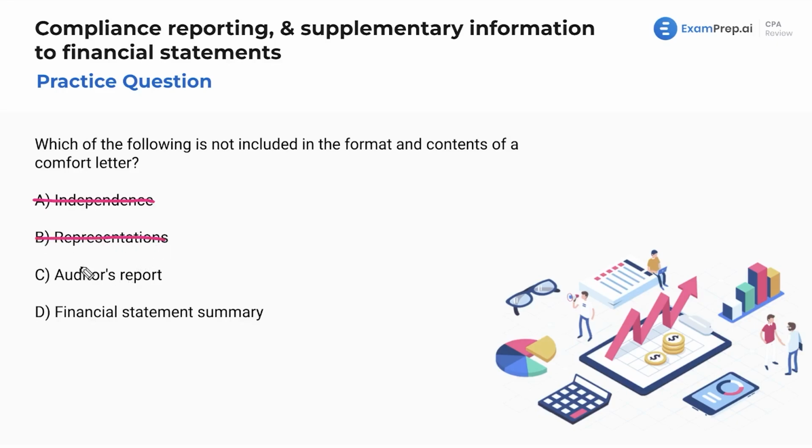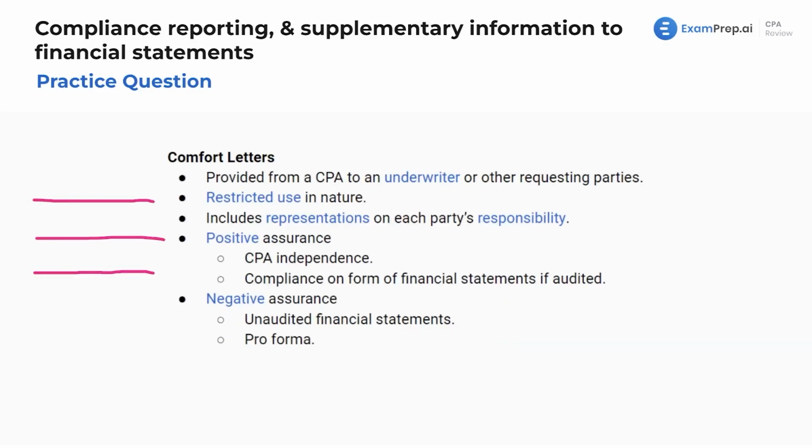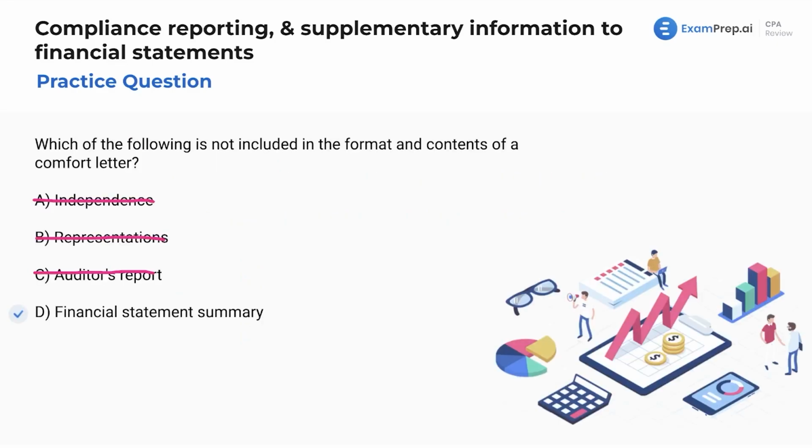That leaves just the auditor's report and the financial statement summary. So the auditor's report is going to be their comfort letter, right? It's going to be them talking about what happened there. So we are going to include that. However, in the comfort letter, we're not going to include a summary of the financial statements. That's just not what we're going to do. For reference, right? Some more coming back to what we saw in the lessons. Just want to make sure you remember all this. Final answer here is letter D, financial statement summary.